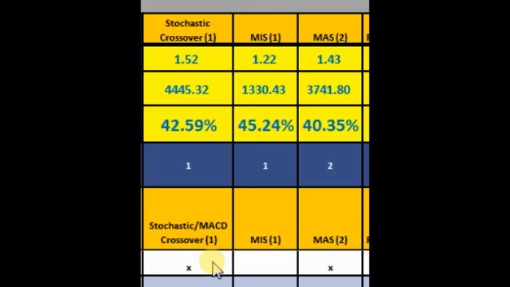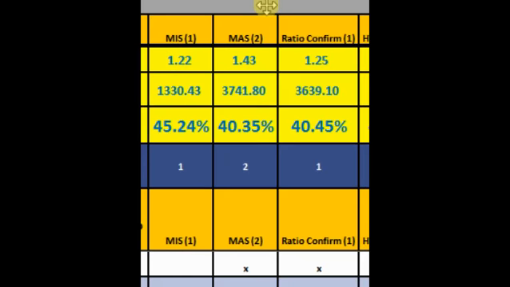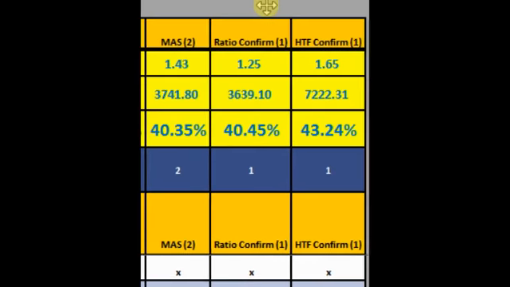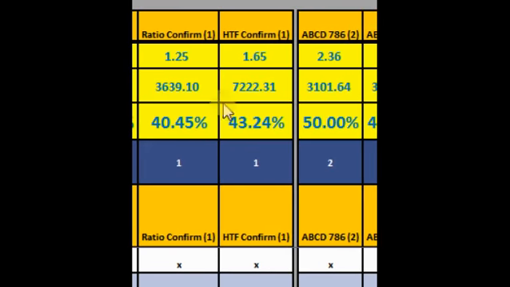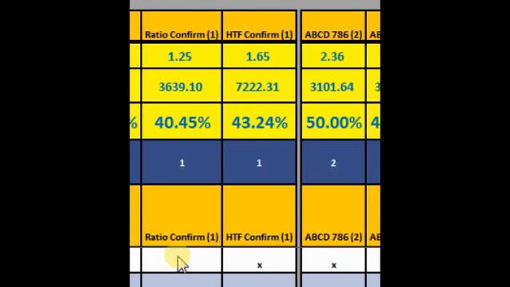It did score points for a stochastic MACD crossover and for trading at a major level of structure. Here are the probabilities and the whip percentages for each one of these technical details overall on my whole trading plan. It did score points for ratio confirmation here. Did score points for higher time frame confirmation. Did score points for an ABCD harmonic pattern with a .786 retracement, as I showed you on the daily chart there. And here again are the probabilities.